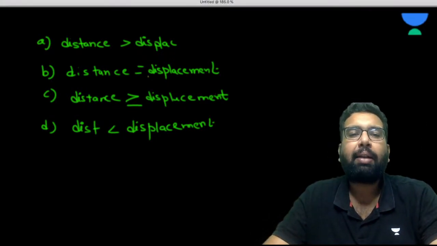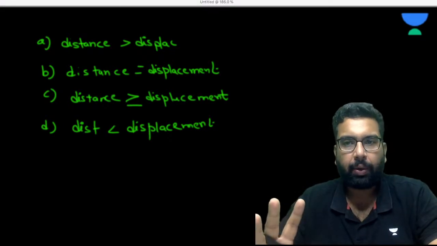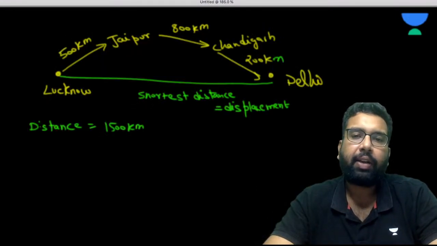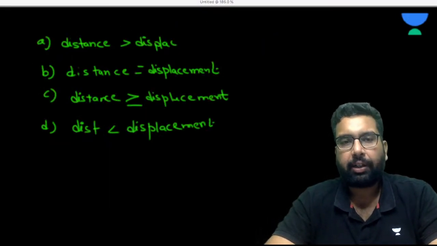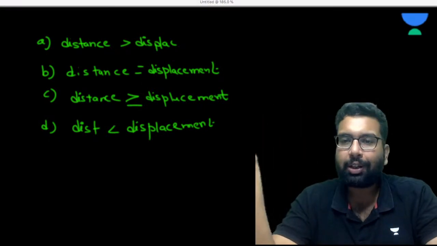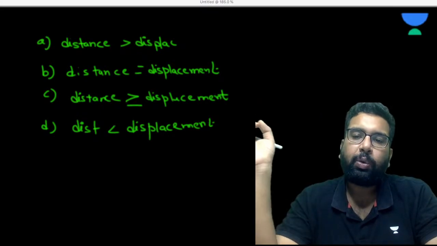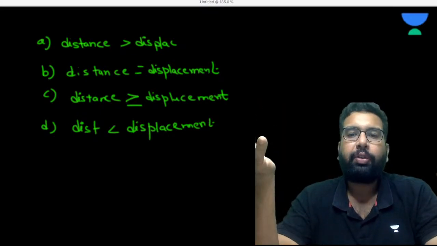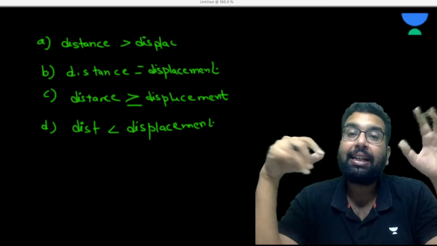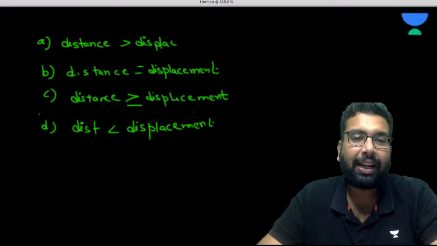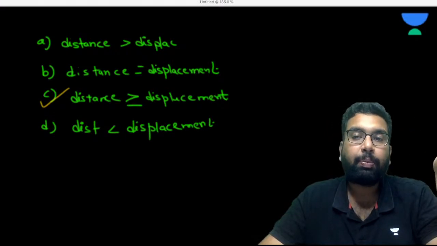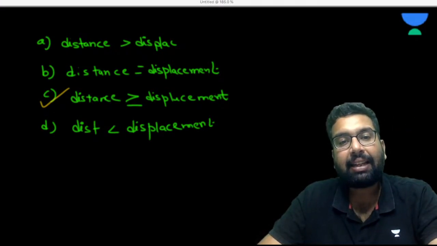So distance is greater than displacement. This is true. Distance can be greater than displacement. Distance can also be equal to displacement because displacement is the shortest distance only. If the actual path followed from one point to another is the shortest one, the distance and displacement become equal. So distance greater than or equal to displacement is also correct. Both are true.